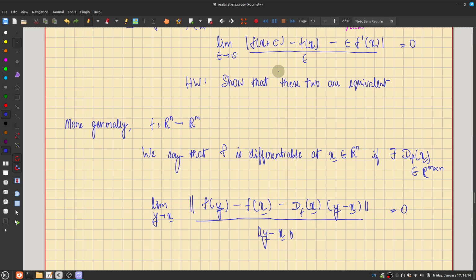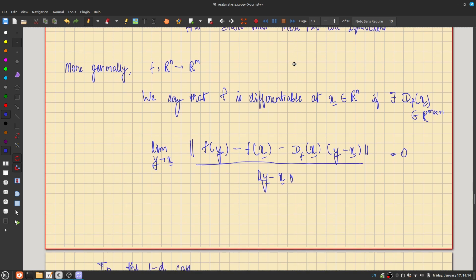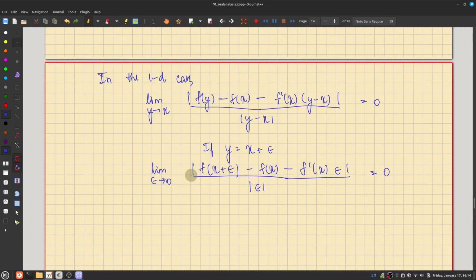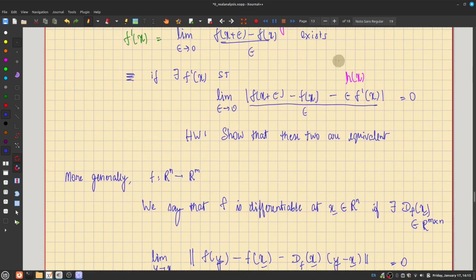If you're worried about whether this should be epsilon or mod epsilon, it doesn't really matter. It is just that I want both the numerator and the denominator to be real numbers. That's the only minor difference. But you can show this is essentially equivalent to this particular quantity, because anyway epsilon is tending to 0 and the right hand side has to be equal to 0. All right.